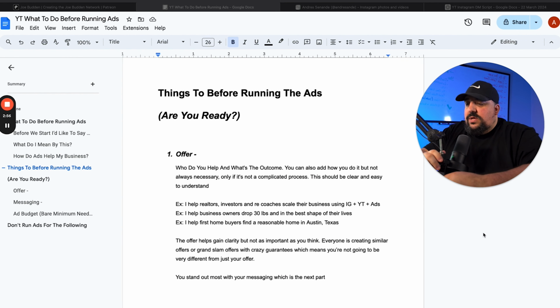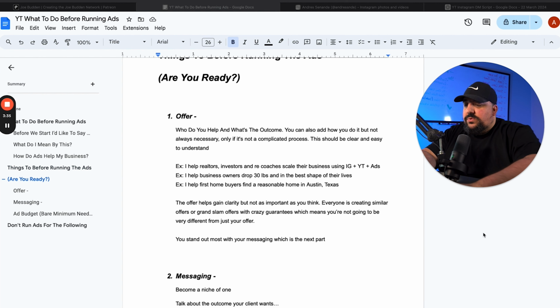What is the offer? The offer is who you help and what the outcome is. That's simple. You can also add how you do it, but that's not always necessary, and you only want to add it if it's not a complicated process. This should be very clear and easy for people to understand when they see it. Here's an example: I help realtors, investors, and real estate coaches scale their business using Instagram, YouTube, and ads. That's clear as day: who I'm helping, how I help them, and what I'm using to help them.